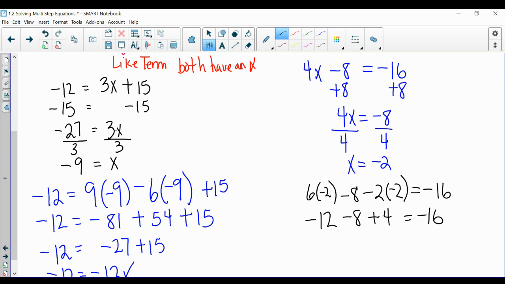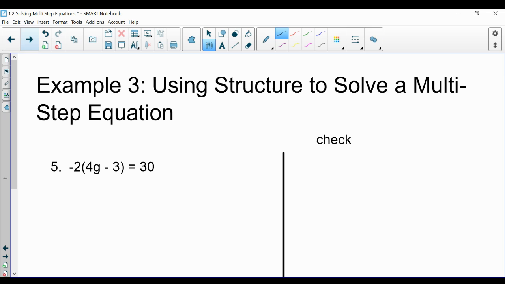So the signs 8 and 12, the signs are the same. 8 and 12 is 20, and they're both negative. So signs are the same. I'm going to add. So now I have 20 and 4. The signs are opposite, so I'm going to subtract. So 20 minus 4 is 16, and 20 is the bigger number, so therefore it's a negative 16. So once again, it checks, it's correct. All right, we have another example here.